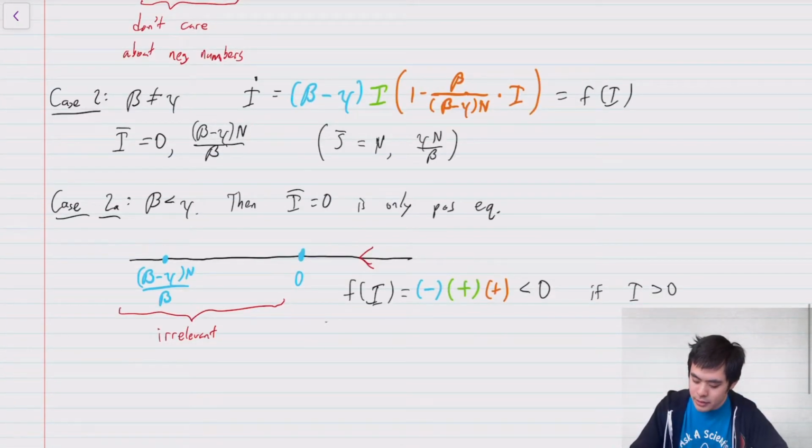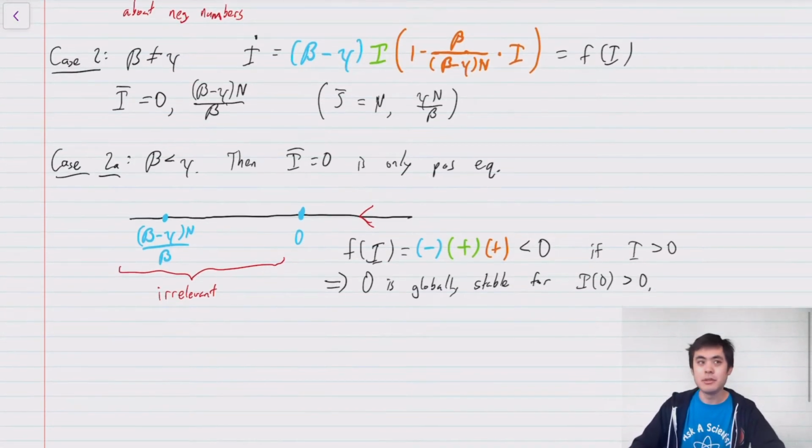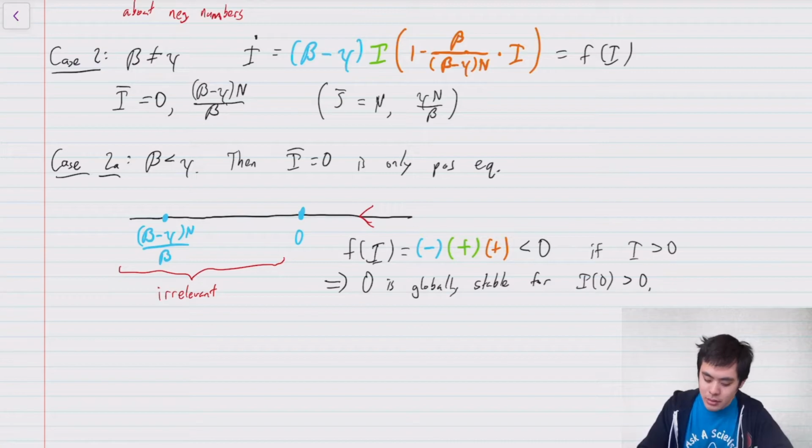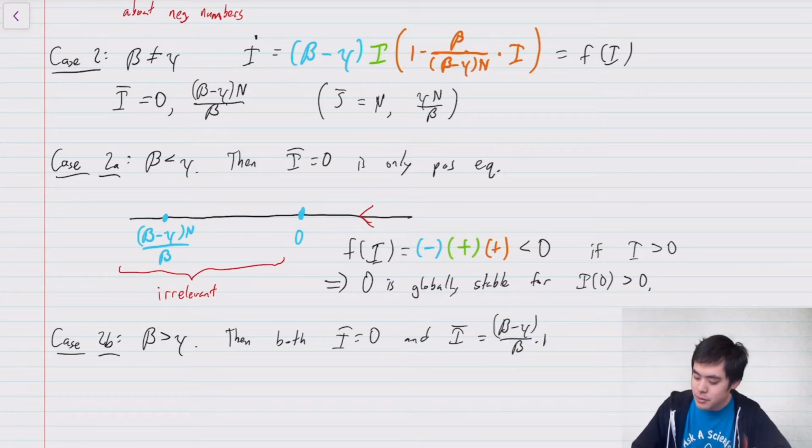And together this implies that 0 is globally stable for I of 0 greater than 0. And we don't care about anything where it's negative. Of course, now we also have a case 2b, which is where beta is greater than gamma. Then both of our equilibria, I bar equal to 0 and I bar equal to (beta minus gamma) over beta times N, are positive. So we do need to consider more case analyses.